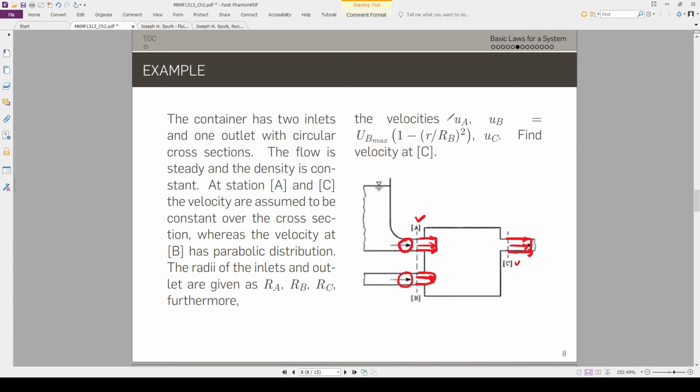Then, the velocity at station A is given by UA, and the velocity at station C by UC, but the velocity at station B, which has this parabolic distribution, is given by UB max times 1 minus R over RB squared. So this is the velocity profile at station B. The problem that we are going to solve here is to find the velocity at station C.